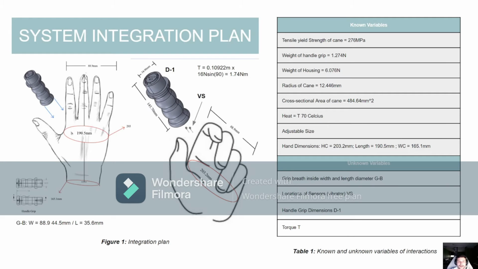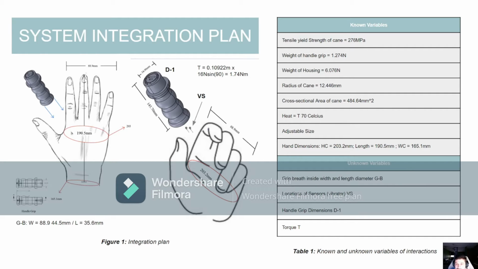The system integration plan. On the first plan, you can observe in figure 1 all the interaction of the handle and the hand of the patient. We can observe how to determine all the known variables: the tensile strength of the cane, the weight of the handle, the weight of the housing, the radius of the cane, the cross-sectional area of the cane, the heat that can be absorbed by the material, and the 3D printer material, which will be PLA, with an adjustable size and handle dimension to get the correct comfort for the patient.